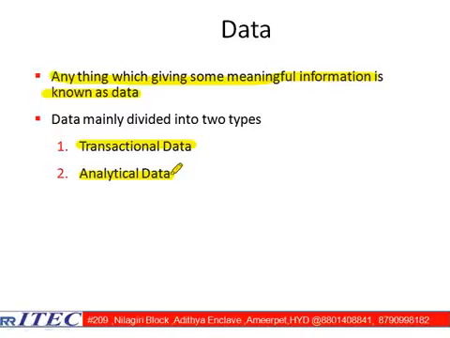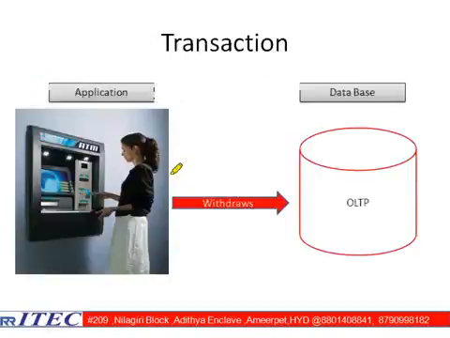Let me give some examples of how we get this transactional data so that we understand it. See this diagram. Whatever she is doing now, she is withdrawing some amount from our account at the ATM. I can say this is one transaction. Due to this transaction, the data that is generated is called transactional data. Is it clear?